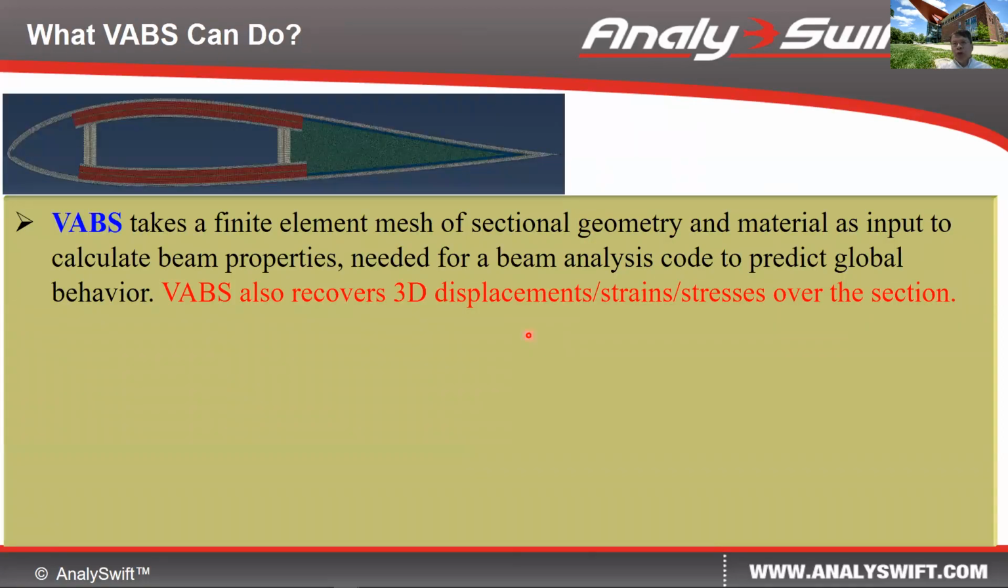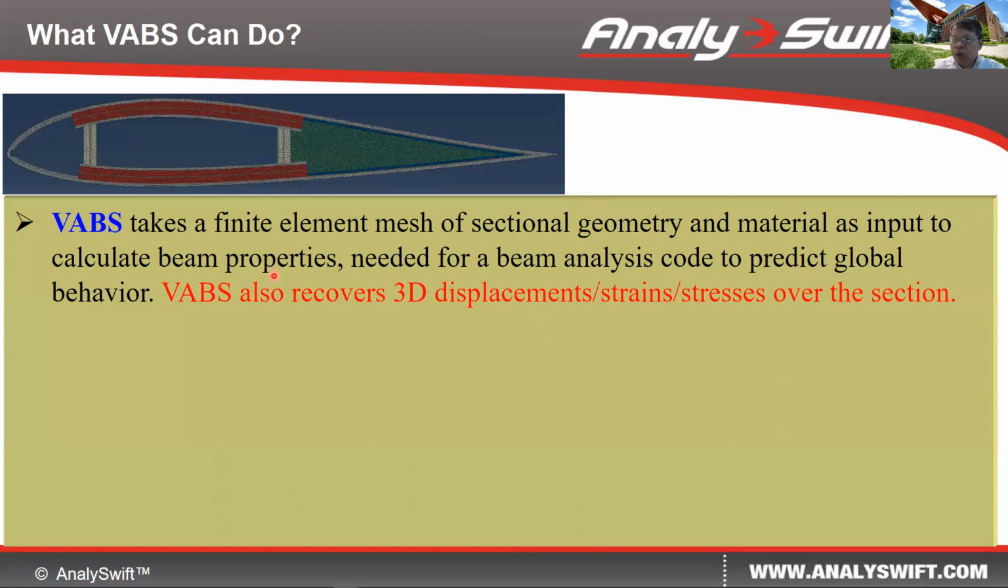VABS is very unique and very different from traditional beam theory, which usually takes very simplistic assumptions, so the beam stiffness is just several integrations over the cross-section. But for VABS, we actually need to solve a 2-dimensional problem. What VABS does is take the cross-section, which is meshed using finite elements and contains the information including both geometry and material. Those are the inputs for VABS to calculate the beam properties.